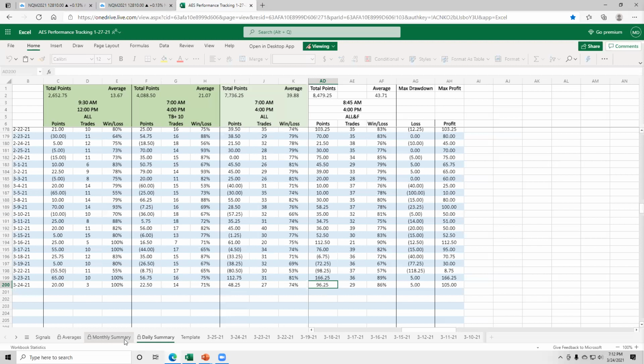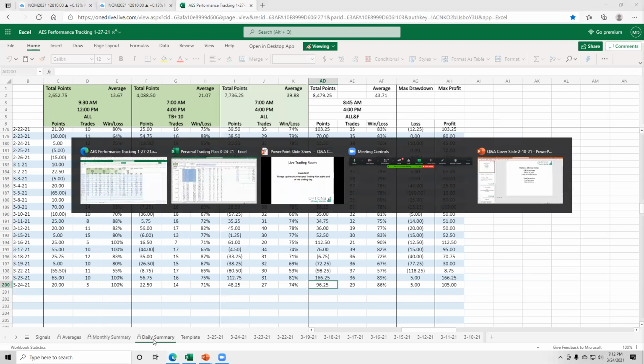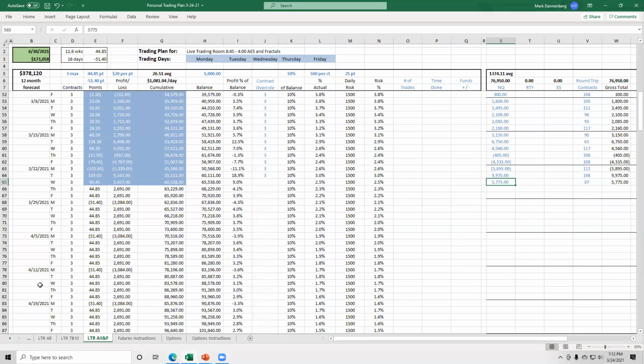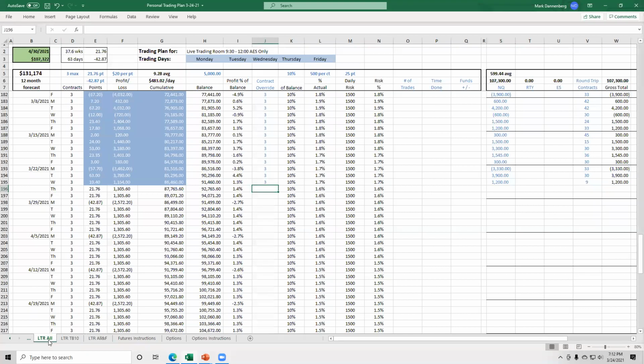So now I'm not going to spend a lot of detailed time on this, but I want to just quickly go through what does all that mean. Most of you don't have multiple categories, multiple different variations or iterations that you're trading. You have one personal trading plan. I'm showing you 3 different variations of it.